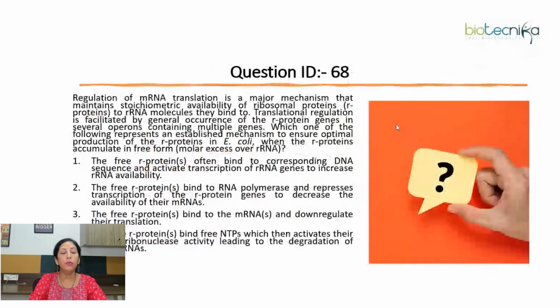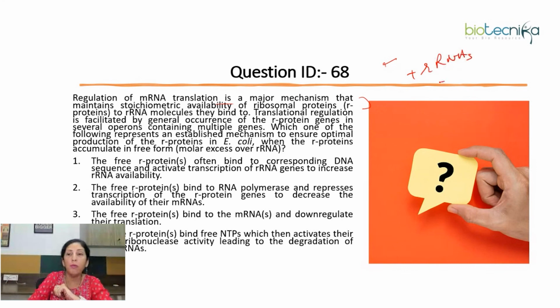Now let us move to our next question, question ID 68. Regulation of mRNA translation is a major mechanism that maintains stoichiometric availability of ribosomal proteins. I repeat, ribosomal proteins. See, R proteins. R proteins combine with rRNAs to form what? To form ribosomes. Am I right? So the question is how the level of R proteins is being maintained.